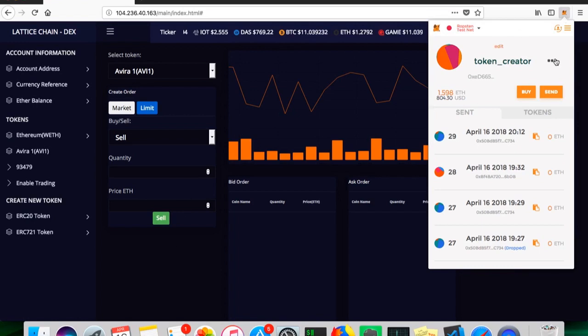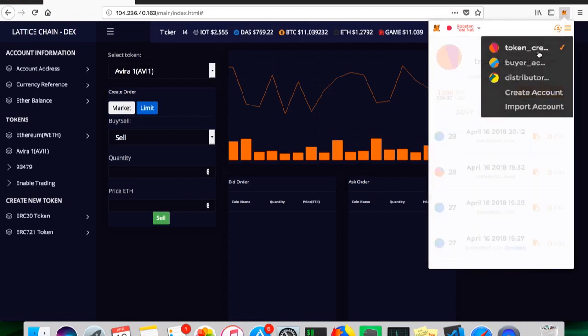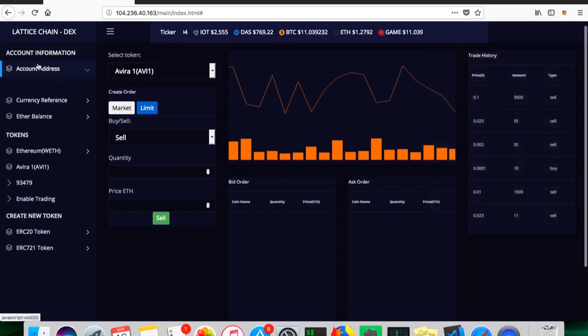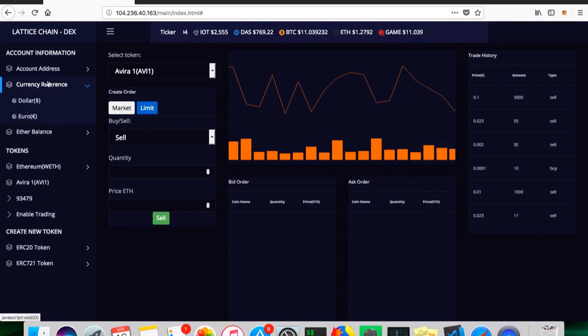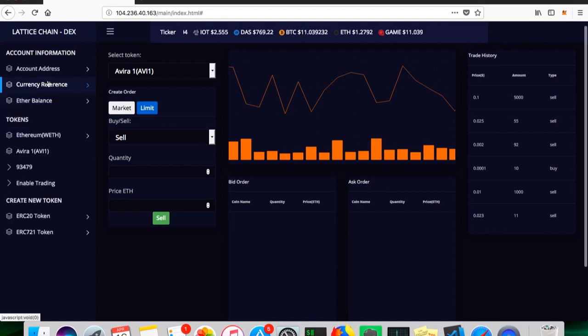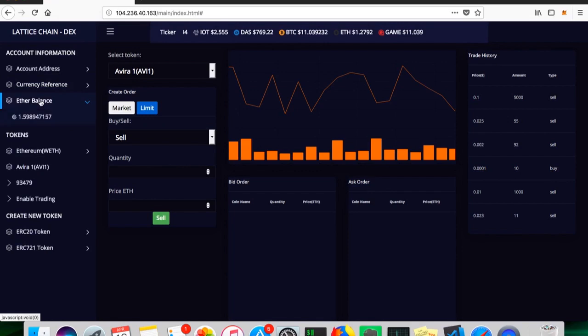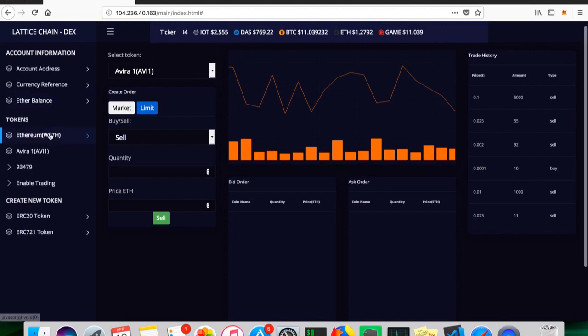To begin with, the user can select one of his accounts, which is the token creator account in this case, and likewise he would be able to see the account address corresponding to it. There is a section which gives us a choice to pick between the multiple currencies out there. As of now, it's dollar and euro, but we have restricted ourselves to Ethereum in the base version. This currency conversion is also a possibility in this exchange. We can see the ether balance, which currently stands at 1.598 for this particular account. Once we move down, these are all the tokens we can see in this particular account of the user.